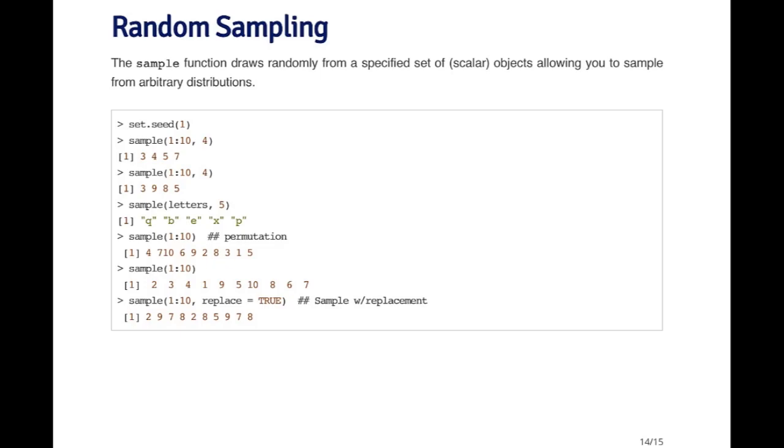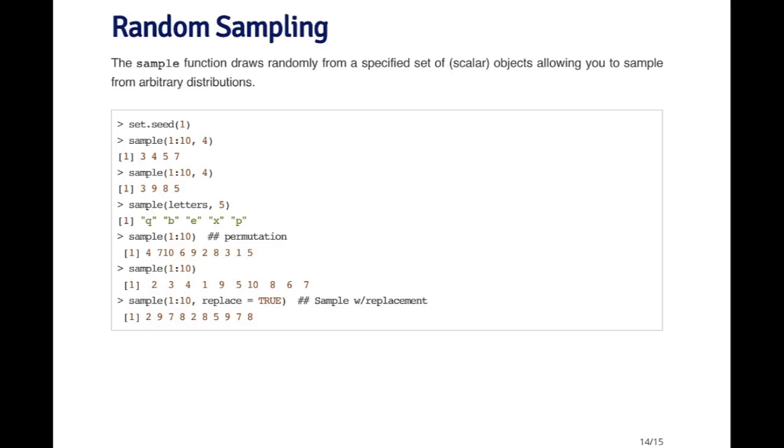So here, for example, I'm going to sample from the integers 1 to 10. I pass it the vector of integers 1 through 10, and I tell it that I want to sample randomly four of them without replacement. So I'm just choosing four random entries from 1 to 10, and here I get 3, 4, 5, 7. If I do it again, I'll get 3, 9, 8, 5. So in this example, I won't get repeated numbers because I'm not sampling with replacement.